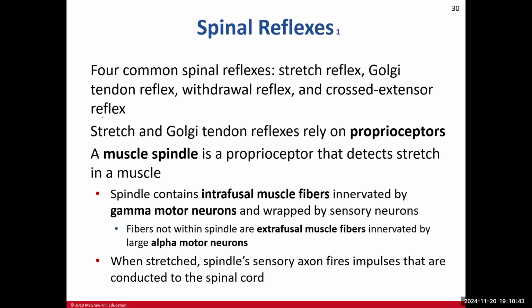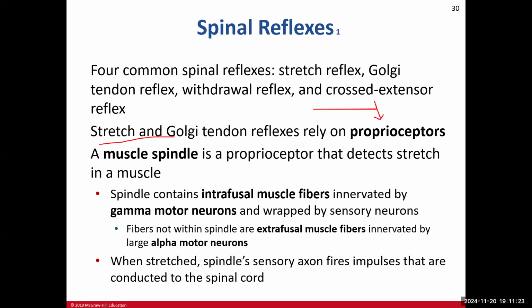You have the Golgi tendon reflex. What happens when a muscle contracts too much? We don't want to cause any damage from overcontraction. Then we have the withdrawal reflex. I've mentioned that a couple times. Painful stimulus, you pull away. And then the crossed extensor reflex. This is the one I was telling you about, when you're walking around at night and you step on your kid's Lego, and you pull your leg away from the Lego, but the other leg is going to stay stiff so you don't fall over. But we'll go through these. The first two, the stretch and the Golgi, rely on our proprioceptors.